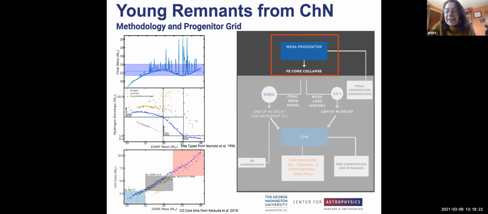What time is it actually? I lost my window here. It's 1:18. We're done. If there are no questions, I guess we're done with the main part.